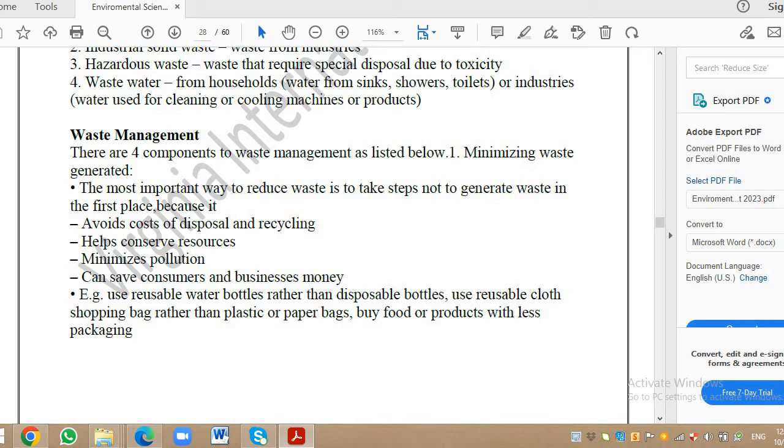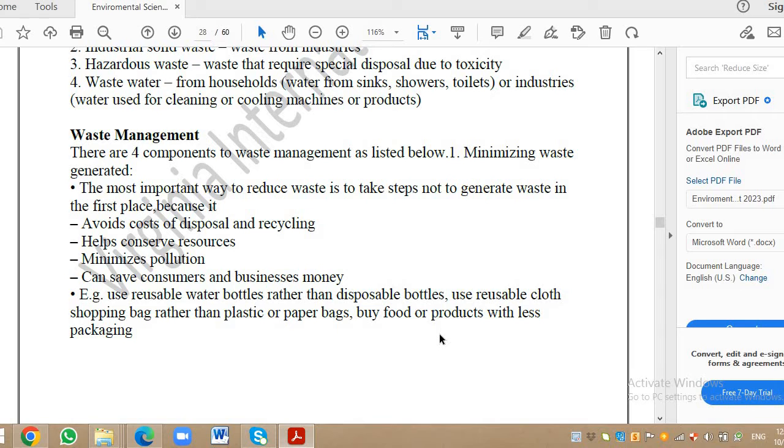Like, how to do this? Avoid the cost of disposal and recycle. Help conserve resources, minimize pollution, and save the business money. Okay, what's this and what's that? The first thing is to minimize the waste. How am I going to minimize the waste from the beginning? Like, we can use reusable water bottles rather than the disposable one.